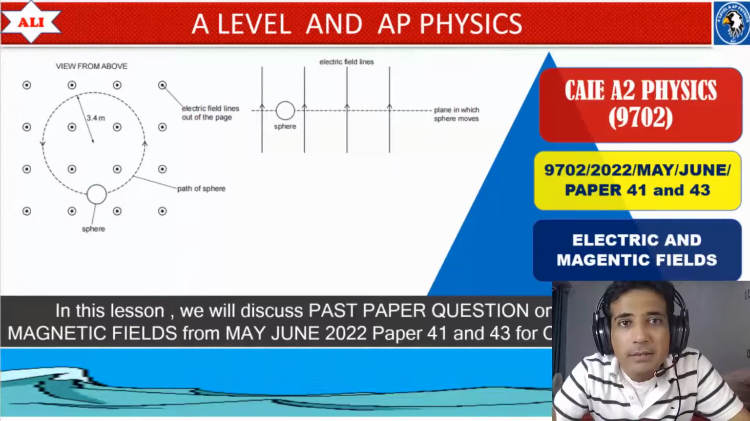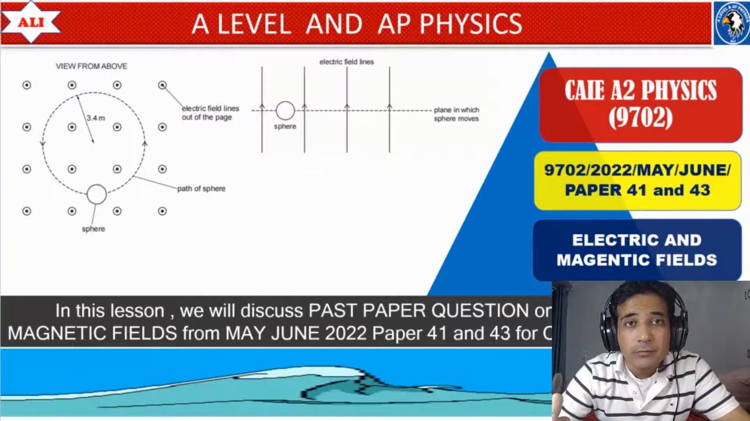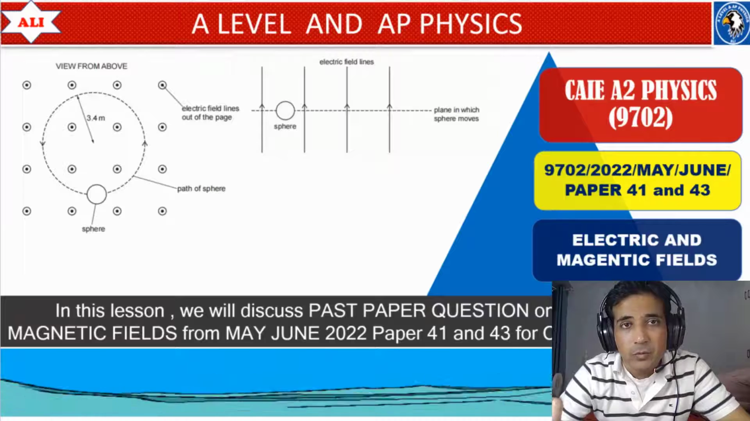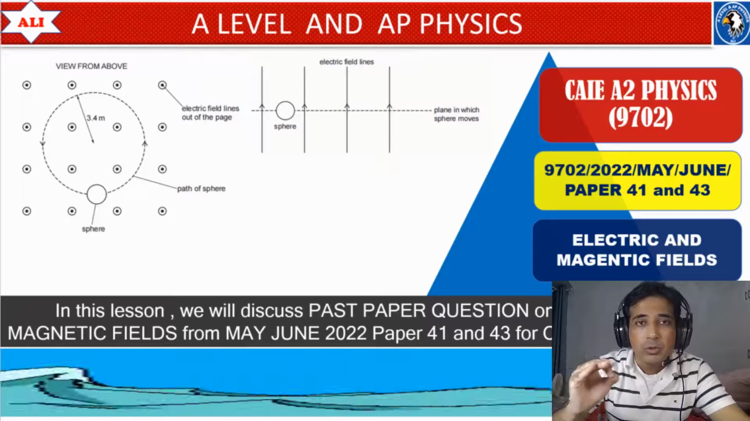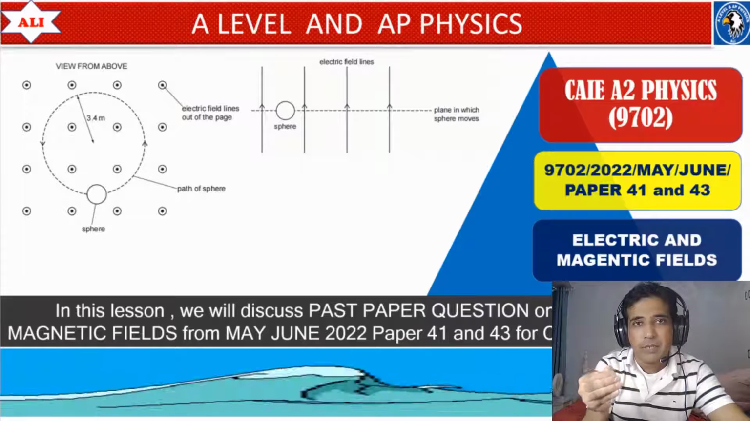Welcome to A-Level and AP Physics. In today's lesson, we will discuss a past paper question on electric field and magnetic field from May June 2022, paper 4, variant 1. In this question, we will study the motion of a particle in a region where we have an electric field and we have a magnetic field.